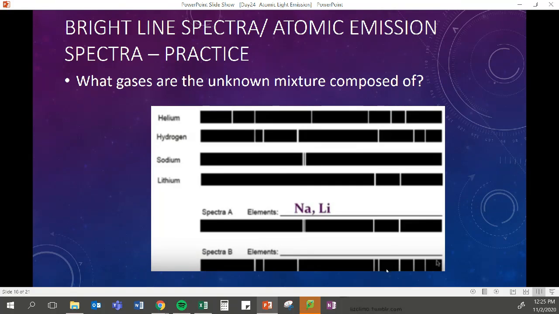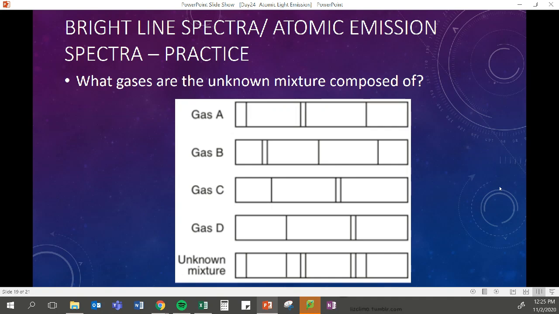These two lines are present. And then these lines for hydrogen are also all present, but the line here for helium is not. So you can kind of eliminate ones based on where the lines are or are not present. Okay, so try this one to figure out what the unknown mixture is made of.